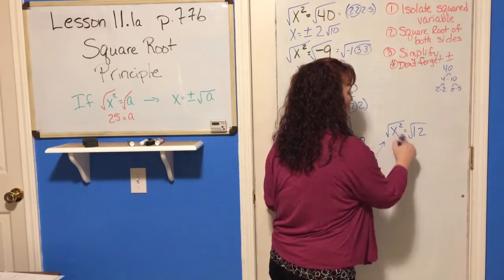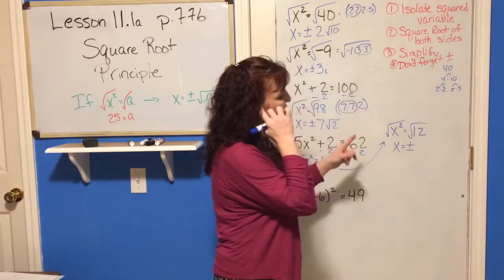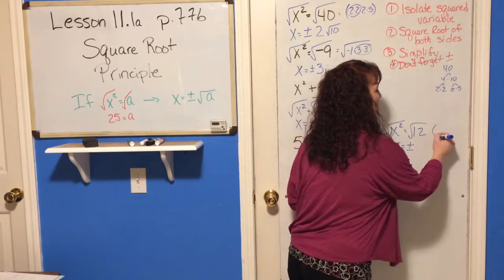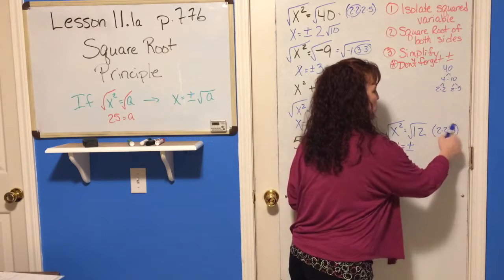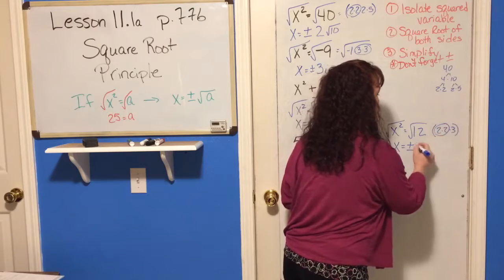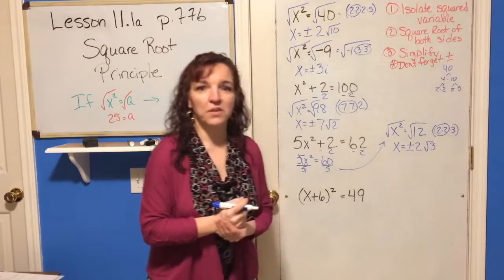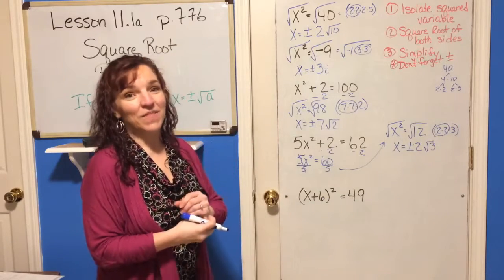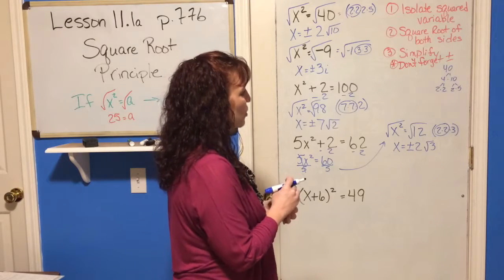So now the square root of x squared is just x equals, don't forget, plus or minus the square root of 12. And 12, remember, is 2 times 2 times 3. 2 times 2 is 4, and 4 times 3 is 12. So we can take out a 2 and still have the square root of 3 under there. All right, a lot of the same thing you just did in the last section, or in the last chapter.